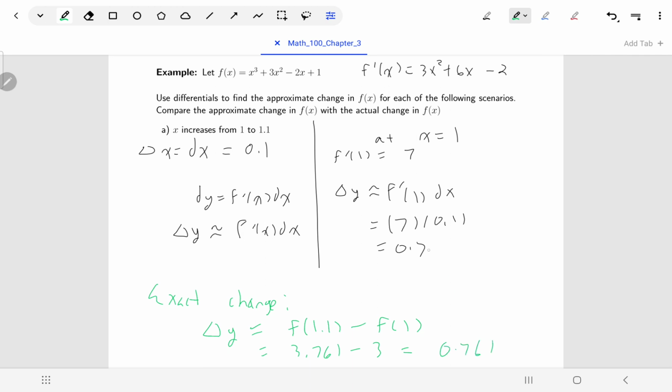So the estimated change was 0.7. Our y values go up by 0.7, which is actually really close to the true value, 0.761. And the reason why it's not surprising that the two values are close to each other is because the distance between the two is relatively small. That 1 and 1.1 are relatively close to each other, so dy and delta y should be relatively close to each other.